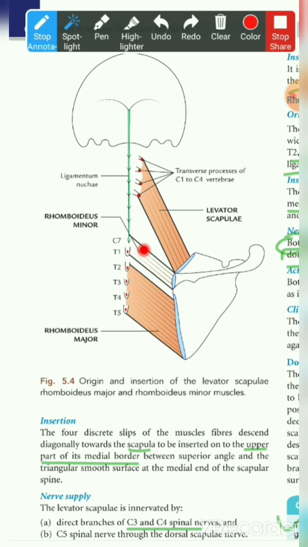So this is the rhomboideus minor. It arises from the cervical 7 and thoracic 1 spine, and it is inserted on the medial border at the root of the spine of the scapula. And the rhomboideus major muscle arises from thoracic 2, 3, 4 and 5 vertebra, and inserts into the lower part of the medial border of the scapula. These two muscles are supplied by the same nerve, and their same action is retraction of the scapula.